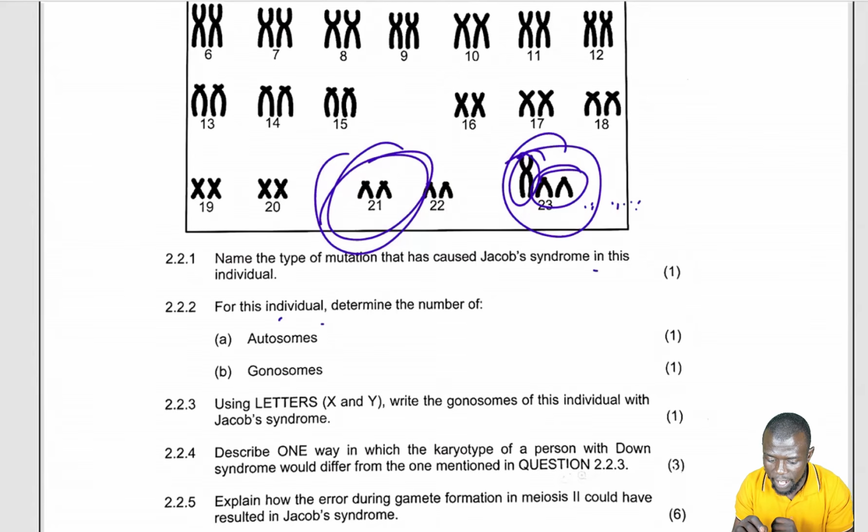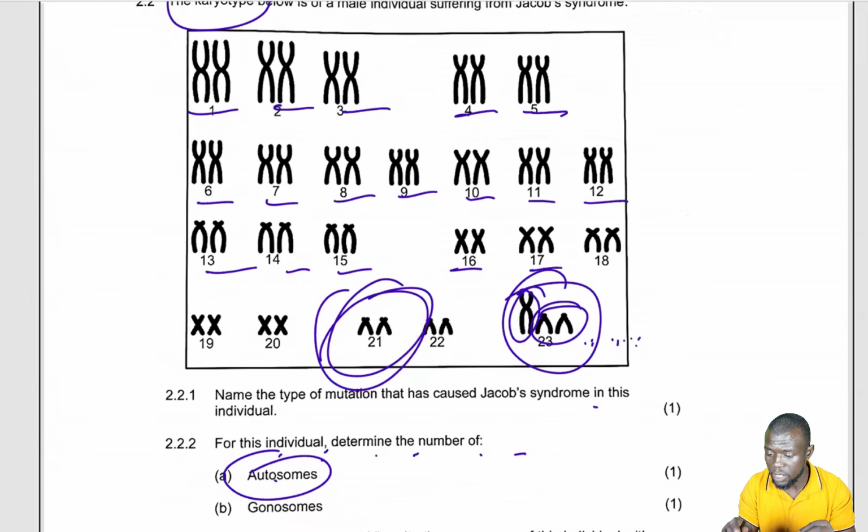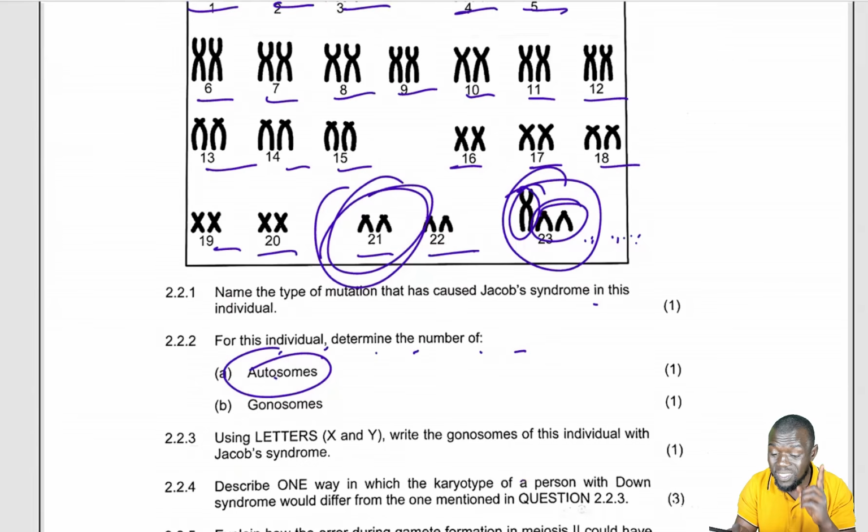They're saying that for this individual, determine the number of autosomes. Remember, autosomes are the chromosomes which are not sex chromosomes. So I'm going to count: 1, 2, 3, 4, 5, 6, 7, 8, 9, 10, 11, 12, 13, 14, 15, 16, 17, 18, 19, 20, 21, 22. Guys, always count them, because sometimes there is one where there are 3 of them. So autosomes, there are 22 pairs.